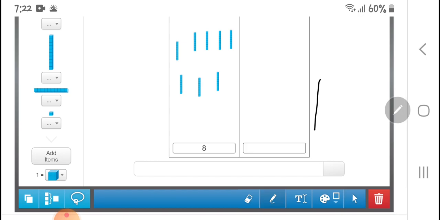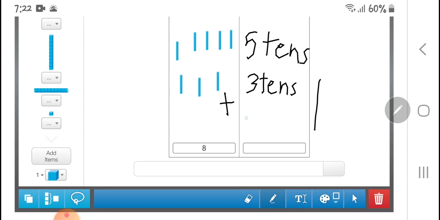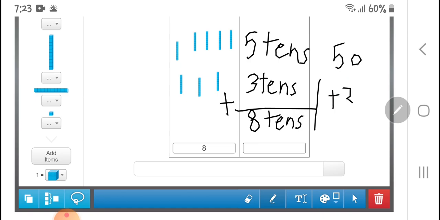If you count the tens, you have 3 tens and 5 tens, and plus means together. So 5 and 3 equals 8 tens. Together they are 8 tens. And if you write them with numbers, you remove the word tens, and what do you put? 0. So you say 50 plus 30 equals 80.